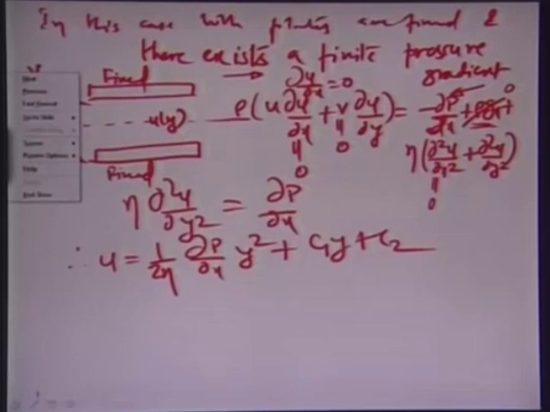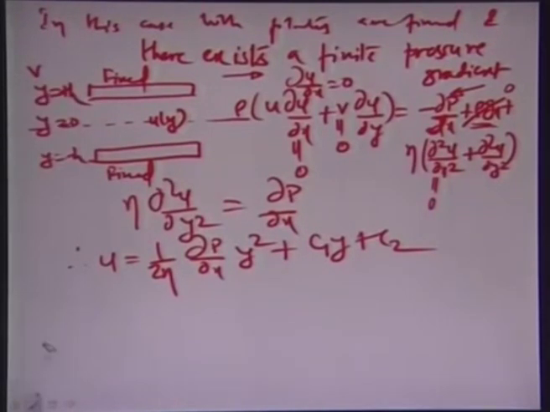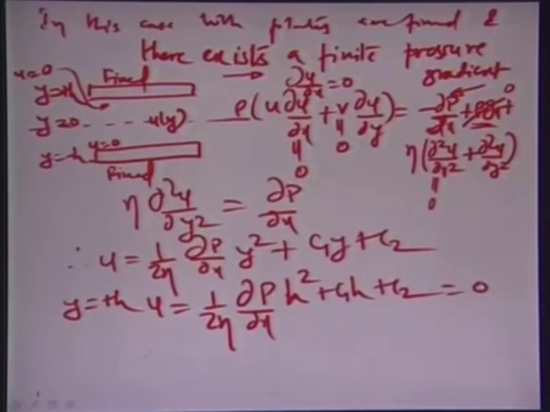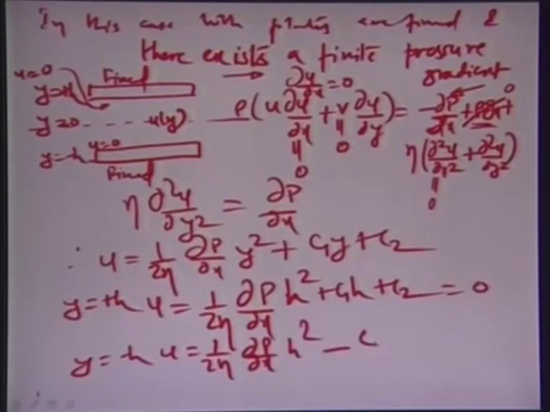So u, essentially the velocity close to both the plates, the upper and the lower plates, is zero in this case. So u equals 0 here, u equals 0 here. Both the planes essentially have zones of no slip. So at y equal to plus h, u becomes 1 by 2 eta del p by del x square of h c1 h plus c2, and that is 0. And at y equal to minus h, u becomes 1 by 2 eta del p by del x h square minus c2 h c1 h plus c2, which is also equal to 0.